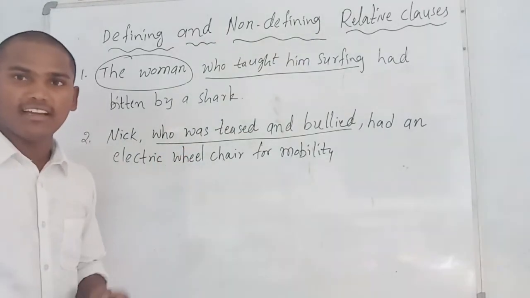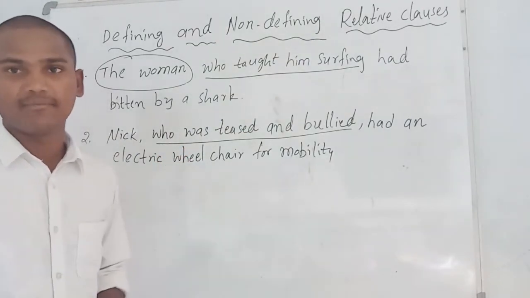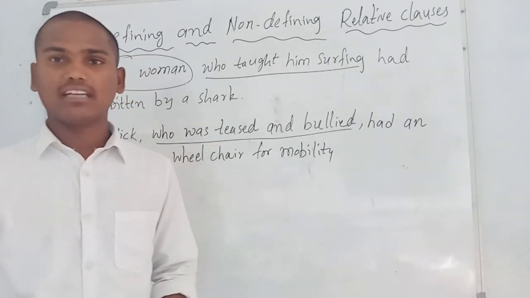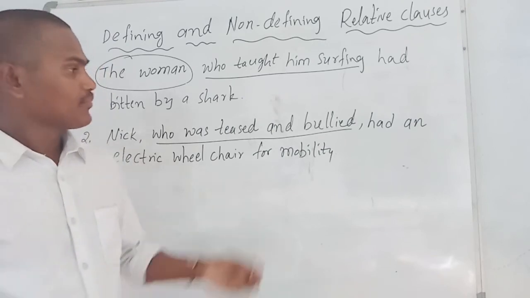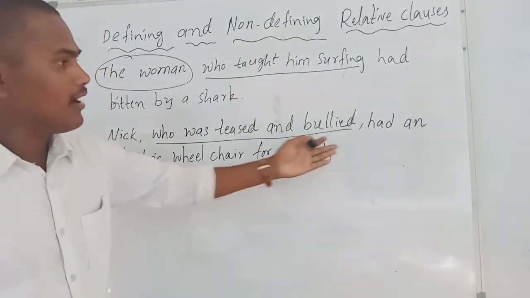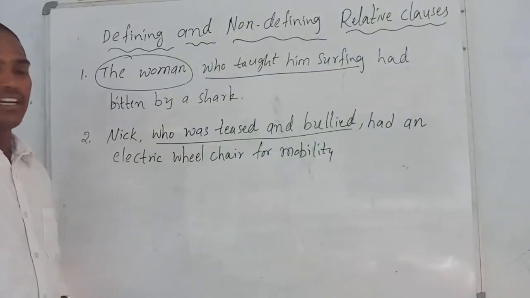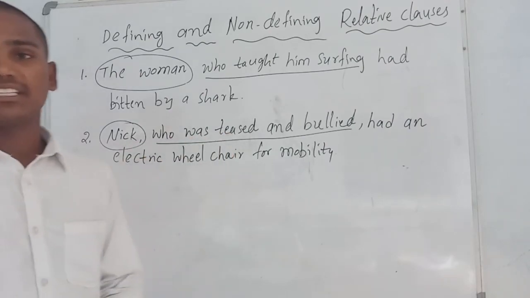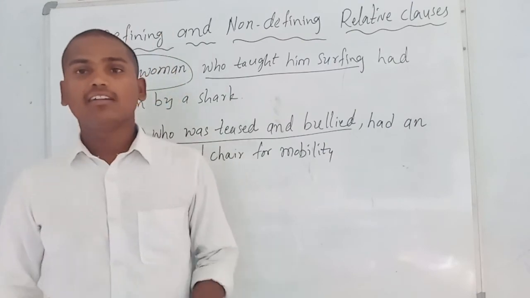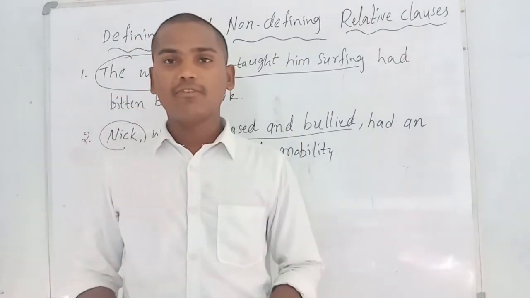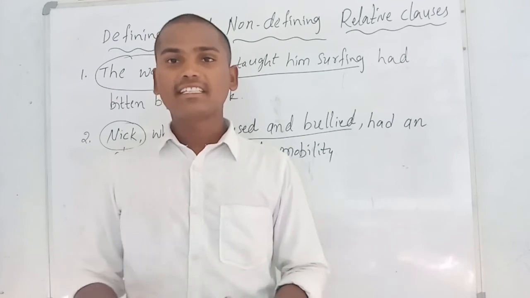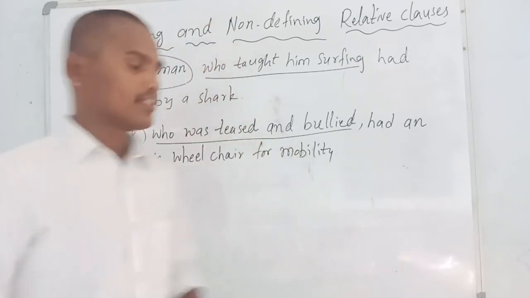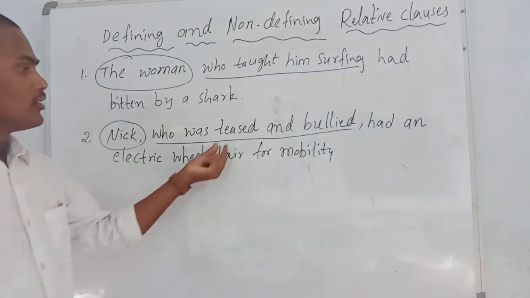This underlined part is giving additional information about Nick. Who was teased? Basically, a number of people teased him in school and in his locality, and he was bullied by others. And he had an electric wheelchair for mobility. So here Nick is getting additional information about himself through this part of the sentence. So it is called a non-defining relative clause. A non-defining relative clause gives additional information about a person in the sentence.